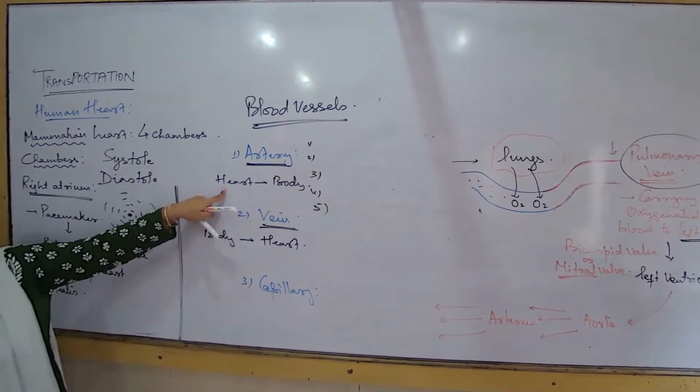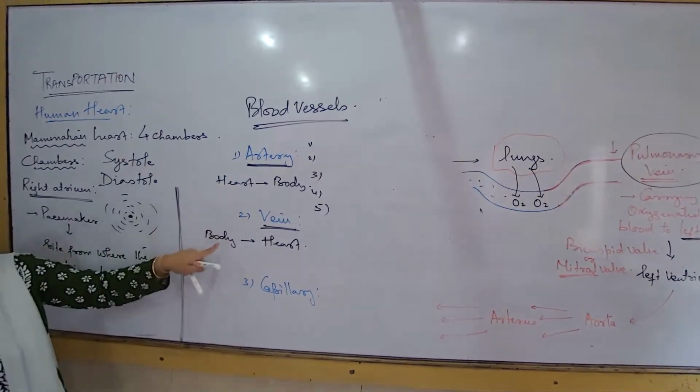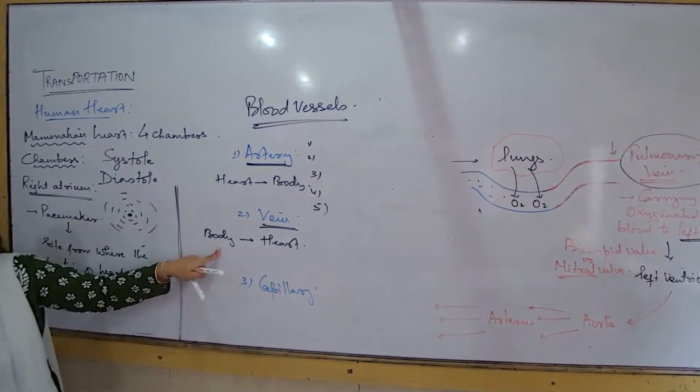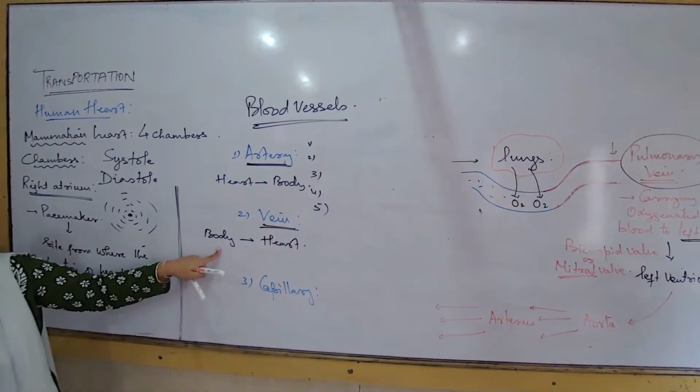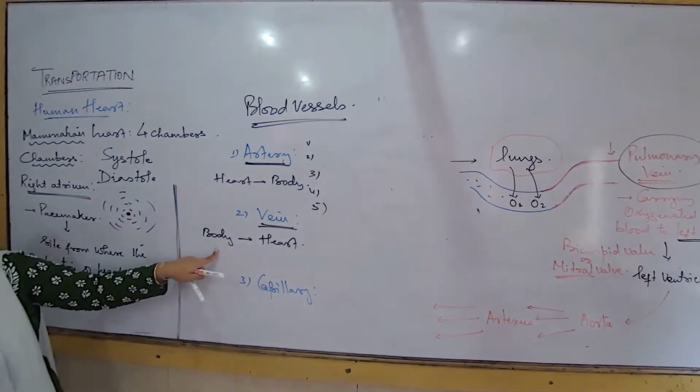Pulmonary artery away from the heart. Aorta away from the heart. Pulmonary vein into the heart. What about vena cava? Into the heart, because these are all veins that we talk about.